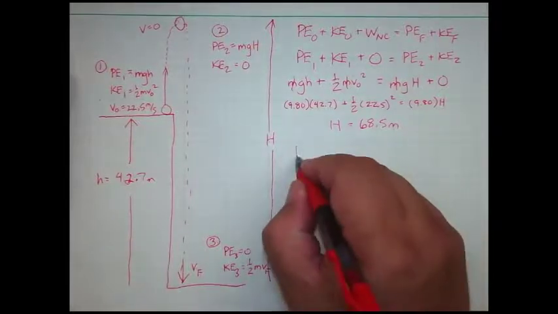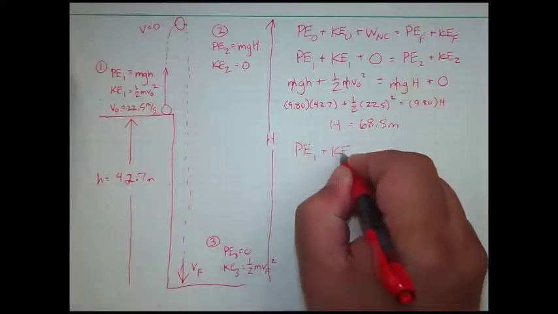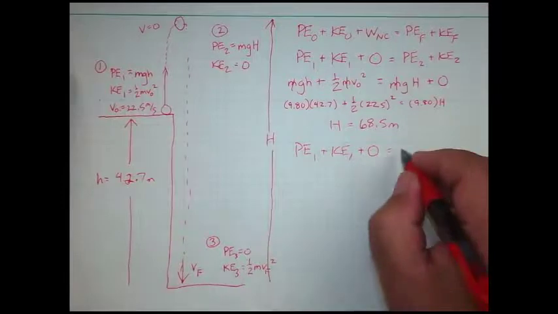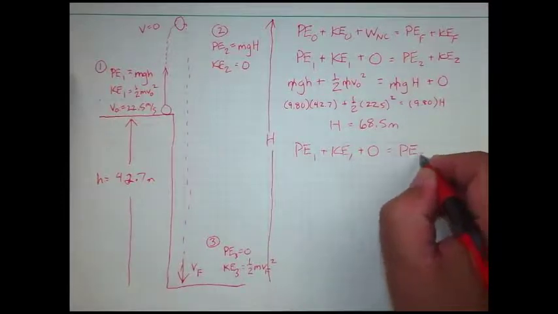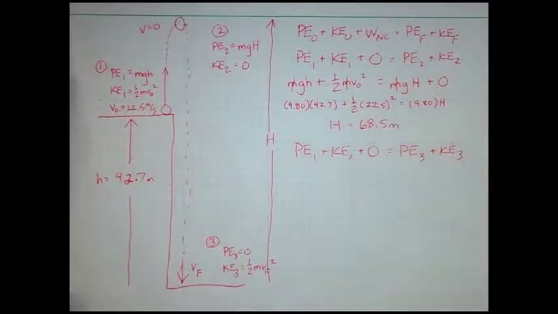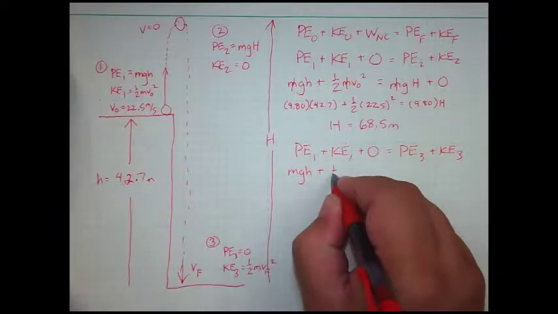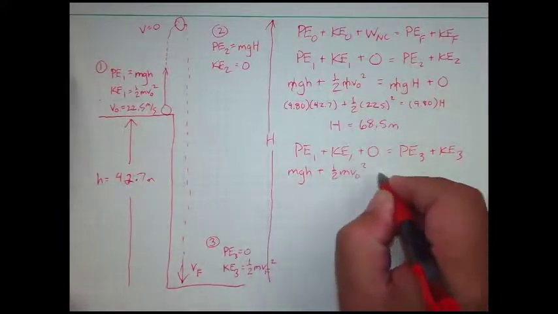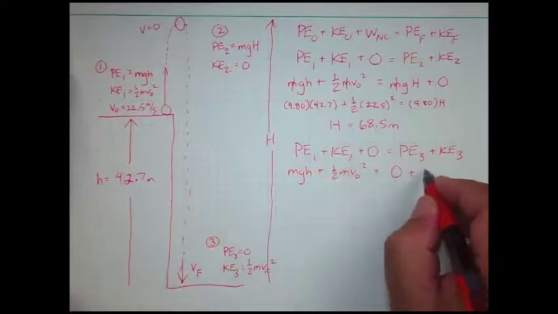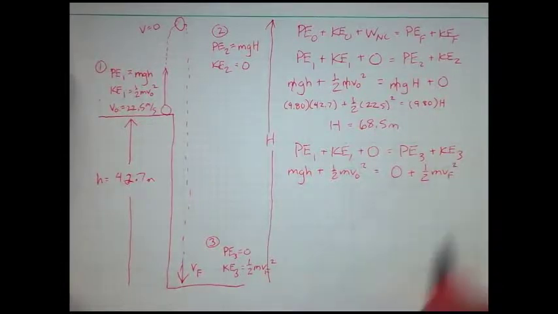And so this left-hand side of the equation remains the same. The work done by non-conservative forces is still 0. On the right-hand side of the equation, we have the potential energy at point 3 and the kinetic energy at point 3. Once again, substituting in our equations, we get a potential energy of 0 at the bottom and a kinetic energy of 1/2 mv final squared at the bottom as well.